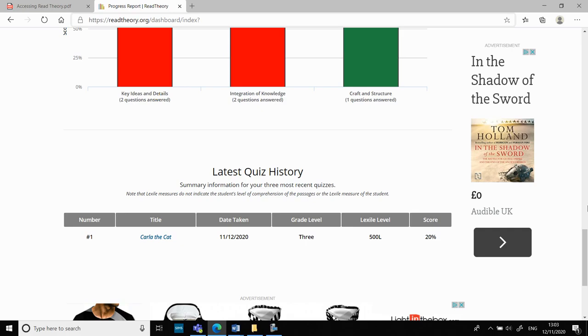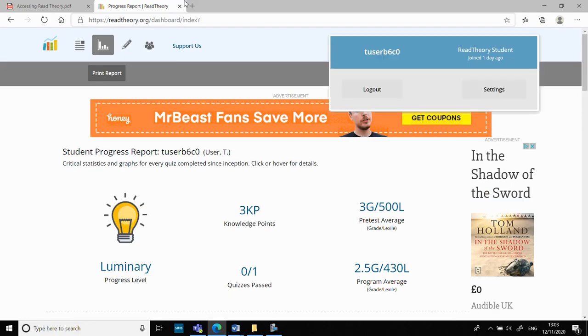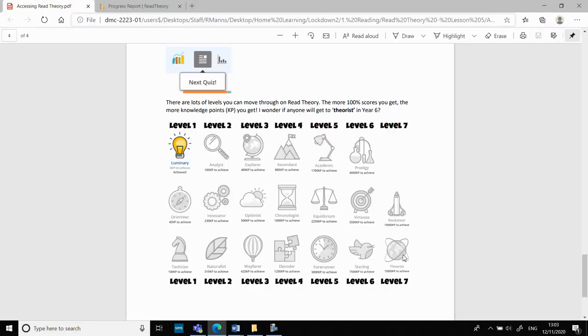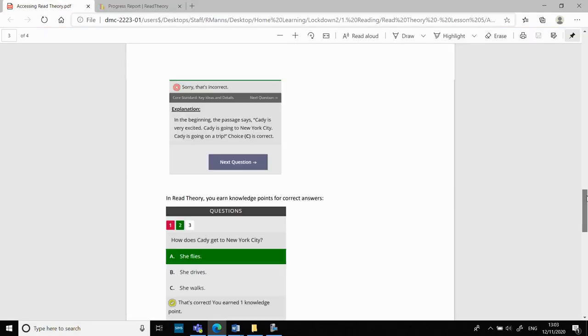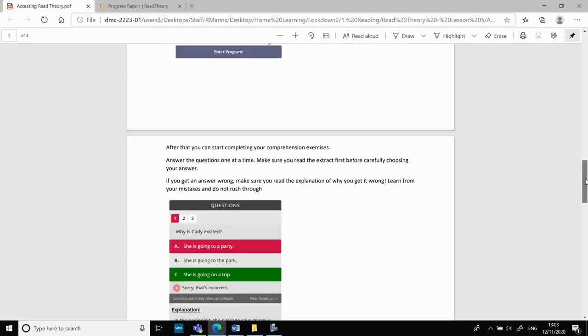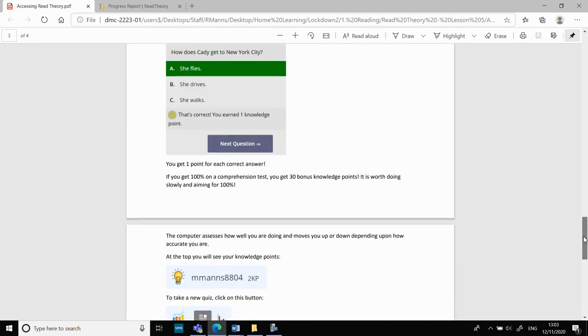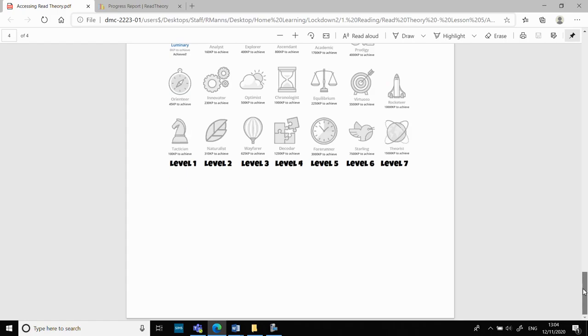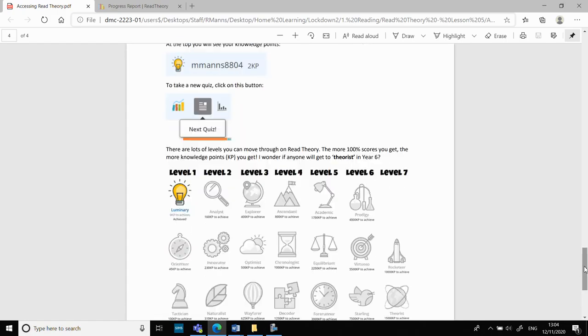In terms of how much to do today, I would say it should take you about 20 minutes to do that pre-assessment, and then to do the comprehension quizzes. I think you've got to aim to do at least 3 comprehension quizzes today. They don't take very long. They're quite short extracts. I'd say at least 3, and the maximum is as many as you want to do. If you want to see how many knowledge points you get today, it'd be really good.